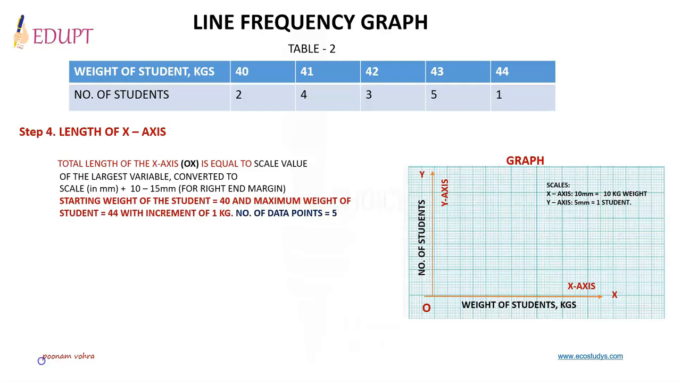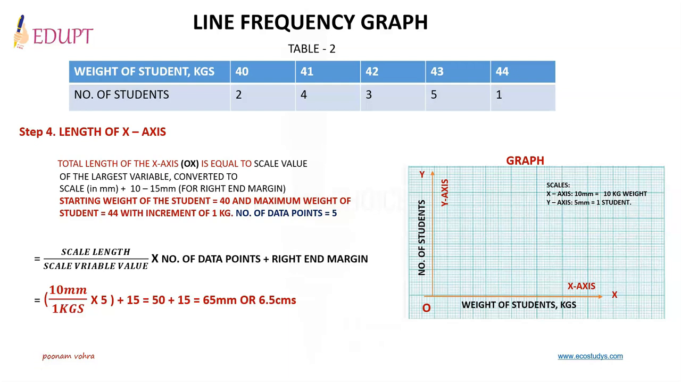Next step is to identify the length of the x-axis. The total length of the x-axis is equal to the scale value of the largest variable converted to scale in mm plus 10 to 15 mm for the right hand margin. So the starting weight of the student is 40 and the maximum weight is 44 with an increment of 1 kg, so the number of data points is equal to 5.